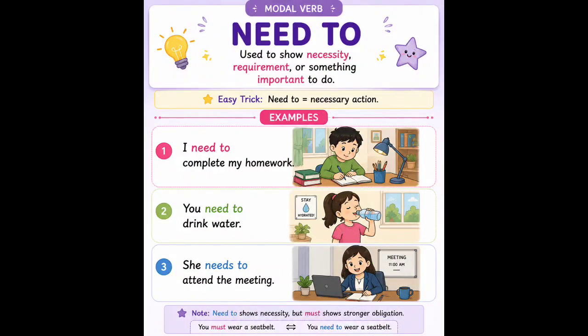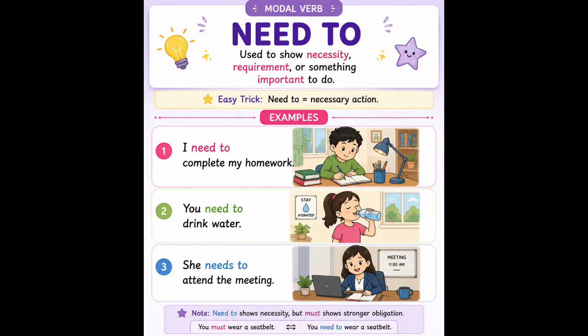So now, next modal is need to. Need to means something necessary or something important and shows responsibility. For example, I need to finish my work. मतलब मुझे homework complete करना है. Let's take more examples. She needs to wake up early. We need to save money.